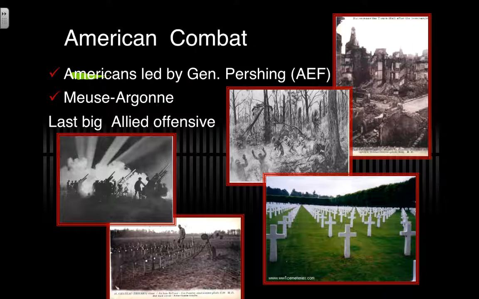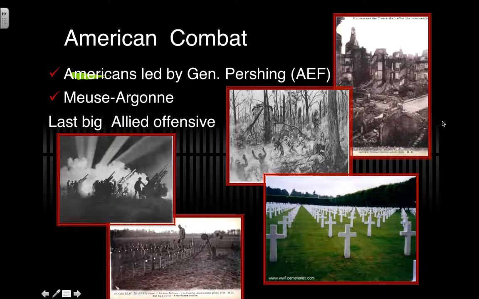The American involvement in the war directly militarily was pretty short lived because we were only in the war for about a 9 month period. And the only major offensive that the United States was involved in was known as the Meuse Argonne Offensive. It's the last big attack against the Central Powers, and it led to the defeat of the Central Powers. It was led by American General John J. Pershing, nicknamed Blackjack Pershing, and the American forces in the First World War that served in Europe were known as the American Expeditionary Force.